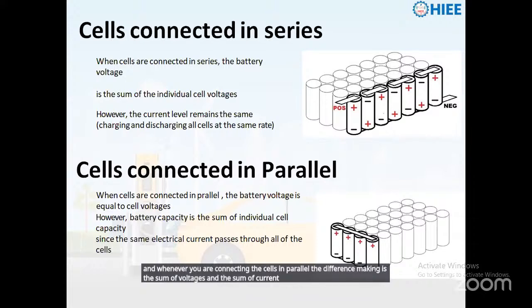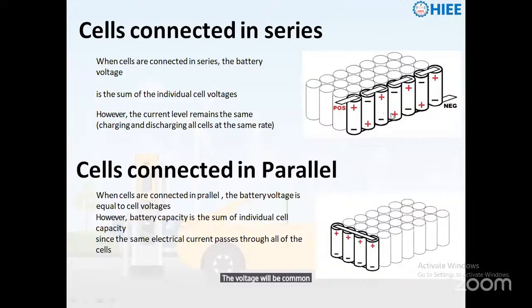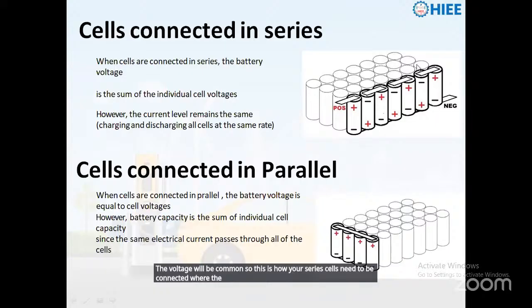In case of the series connection, the current will be common, and in case of the parallel connection, the voltage will be common. This is how series cells need to be connected: positive to negative, negative to positive, positive to negative, negative to positive. For the parallel connection, all the positives need to be shorted and all the negatives need to be shorted. From there, we will be extracting the positive and negative terminals. So this is what happens in battery building.